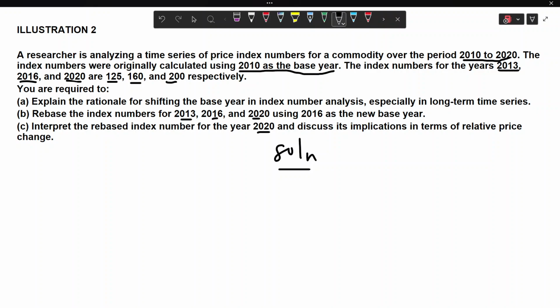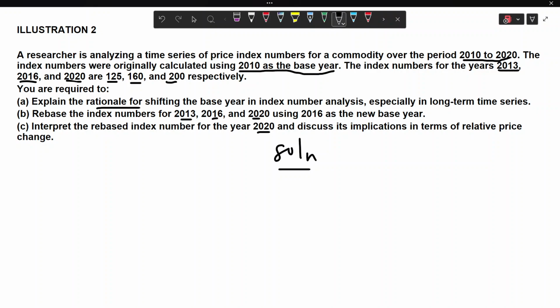Alright, so let's take the first one. The first one is saying explain the rationale. That's the first thing we did. For the rationale, you have to explain reasons why there is the need for us to shift the base year. For one, we mentioned that it is for the sake of consistency. Also, another thing is the old base year becomes outdated. So there is a need for us to shift it to a more recent year, making it more meaningful and relevant for analysis.